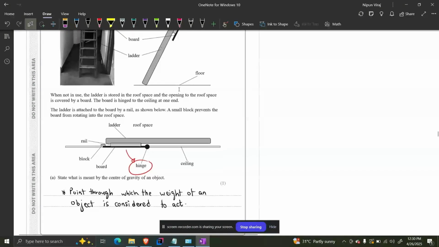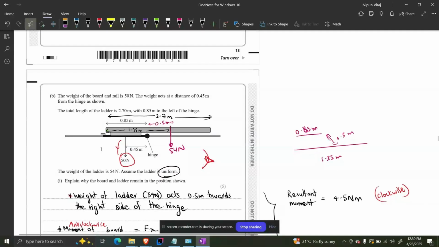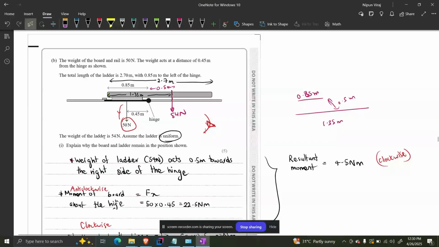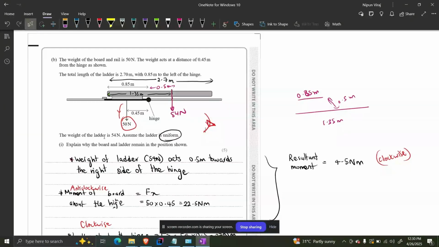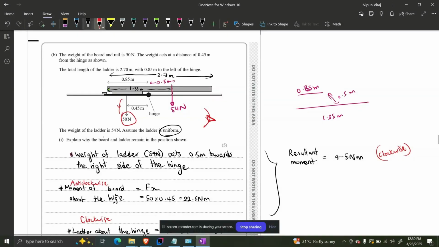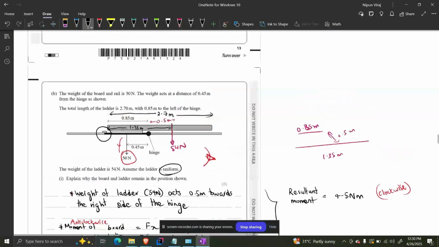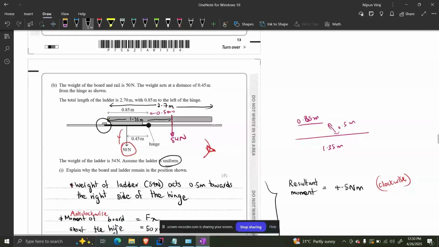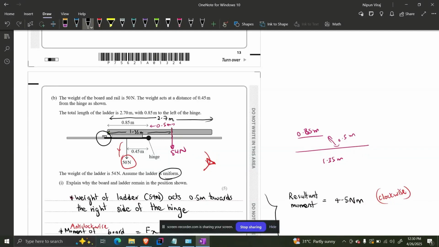So they have said there's a block here, right? So that block you can see here. There's a small block, which prevents the board from rotating into the roof space. Okay, so there's this board, and about the hinge, what happens? It will get a force acting this way, clockwise. But since this block is there, this block will prevent it.